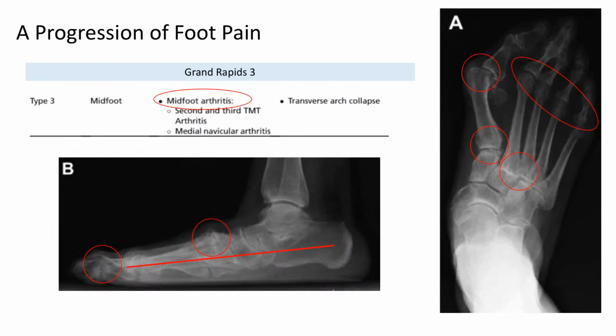This is Grand Rapids 3. Now you're beginning to see the arch collapse in both the transverse and longitudinal planes. You're beginning to have progressive disease noted at the bunion and the lesser toes.